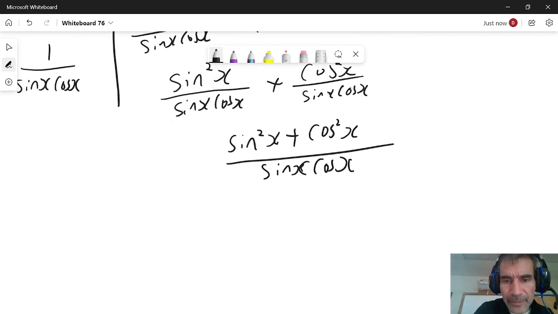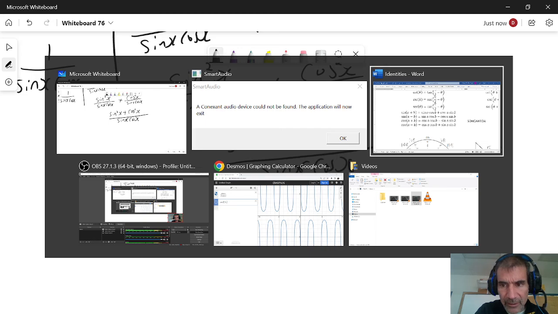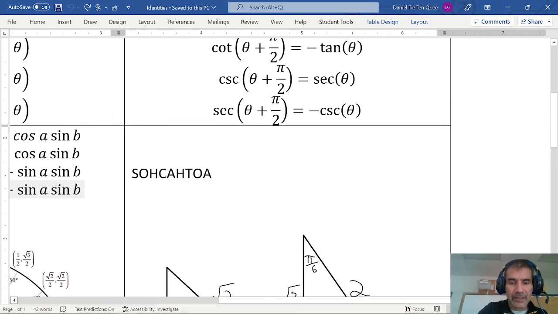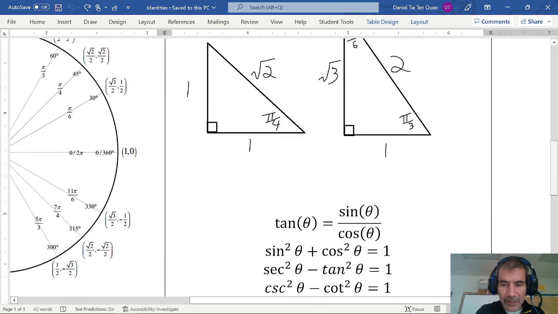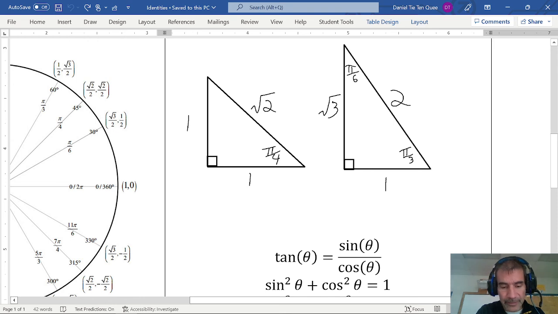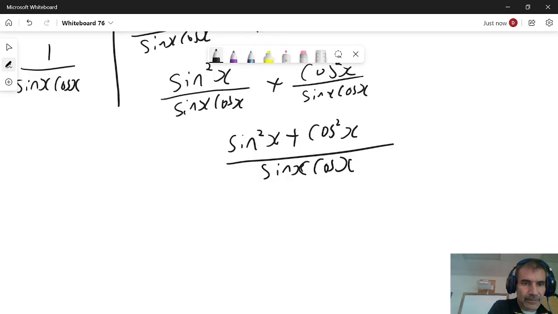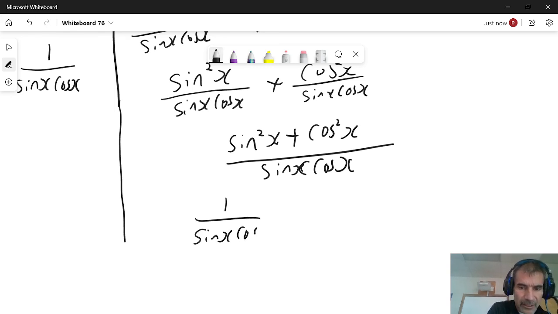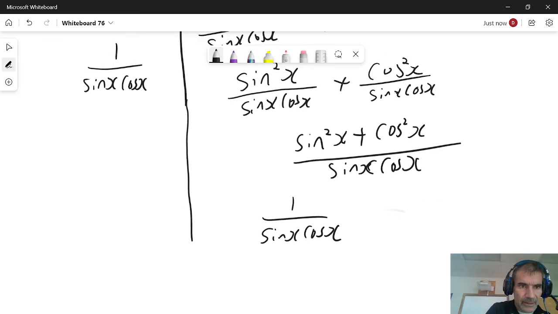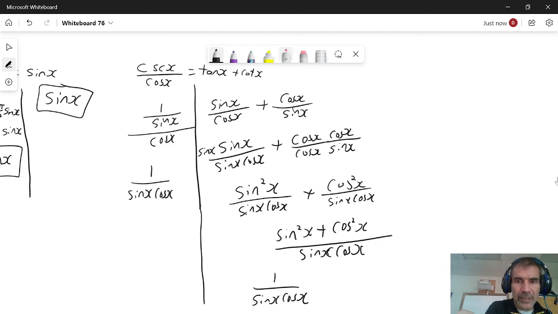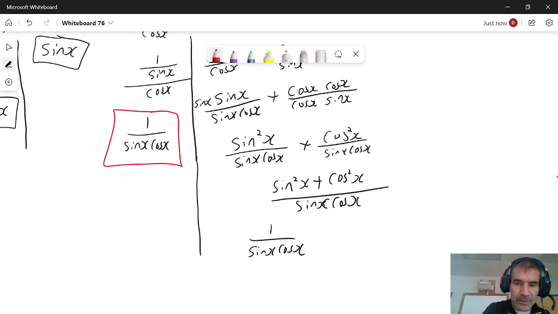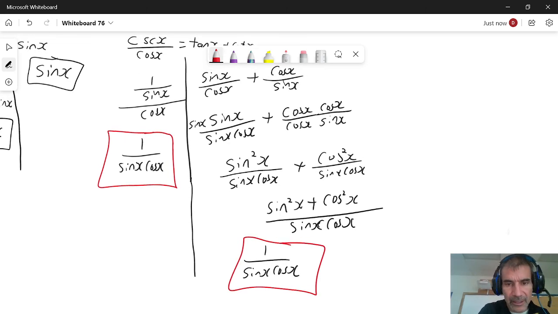Now, have you seen this before? The sine of x squared plus the cosine of x squared. That's the Pythagorean identity. The sine of x squared plus the cosine of x squared is equal to 1. So that's 1 over the sine of x times the cosine of x. Now, as you can see, the left and the right side have been transformed into exactly the same form. So we've proven that they're equal to each other.